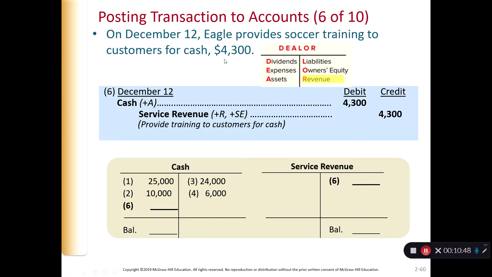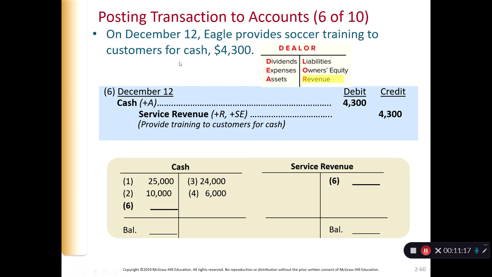And when we talk about the cash increase and the revenue increase, remember cash increase means asset increase. In the simplified remembering model, it is DEALER. So when we increase cash, we debit it. When we increase revenue, we credit it, right? So just simple like that. Just remember DEA increasing on the debit side and LOR account increase on the credit side.